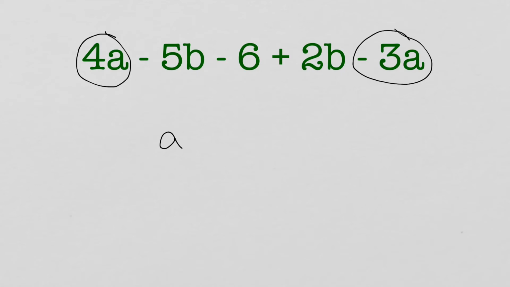I'm then going to combine the b's. So minus 5b gets combined with plus 2b. Minus 5 and plus 2 turn into minus 3. So I'm going to have minus 3b.